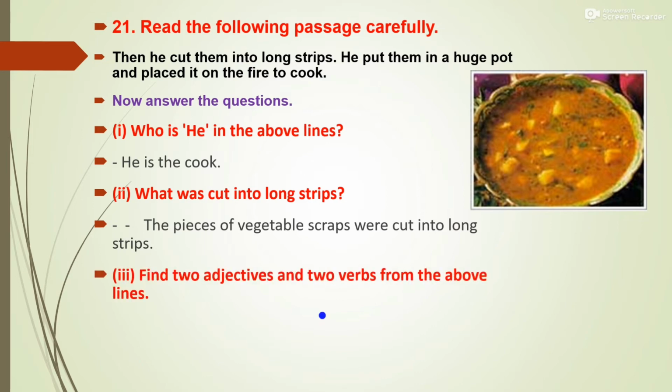Find two adjectives and two verbs from the above lines. You know, adjectives are the qualifying words, the describing words, and verbs are the action words.